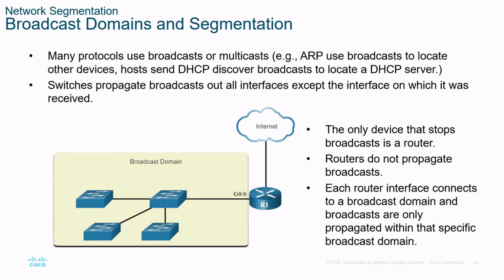There are lots of things that do broadcast. Remember, broadcast we can actually capture and see. So ARP, when we were doing the ARP study, you can see that with the Wireshark capture. ARP uses broadcast to locate other devices. It sends the DHCP discover broadcast to locate the server. So DHCP uses some broadcast. DNS uses some broadcast.